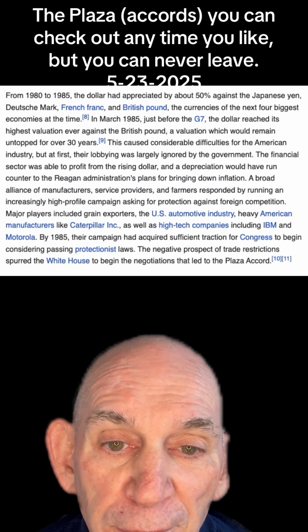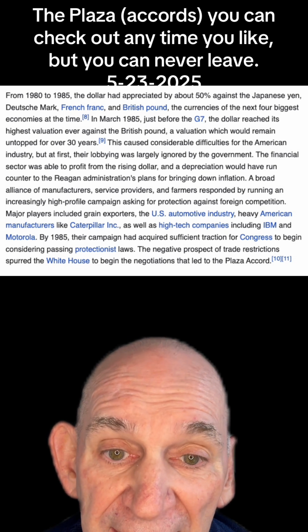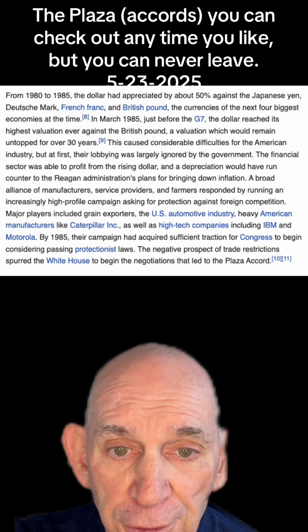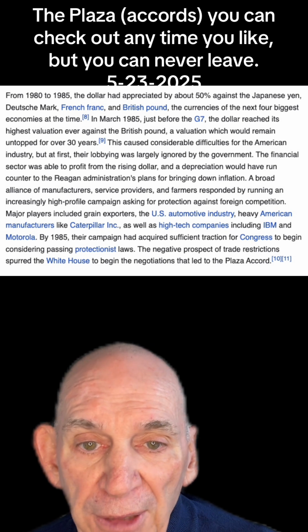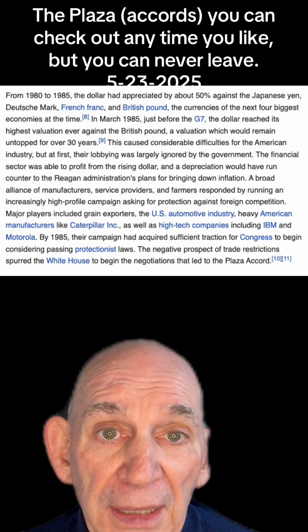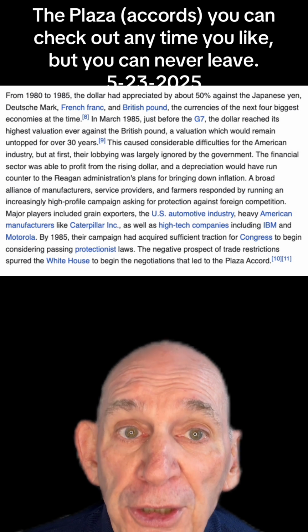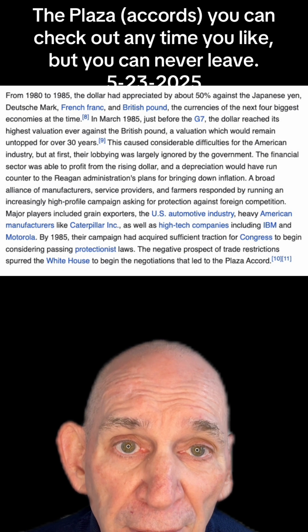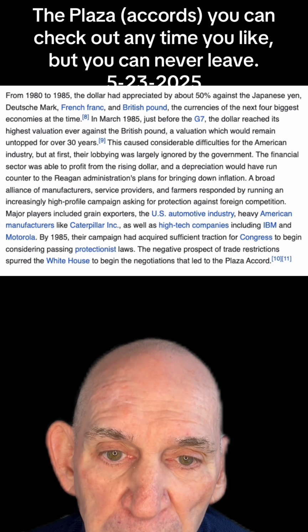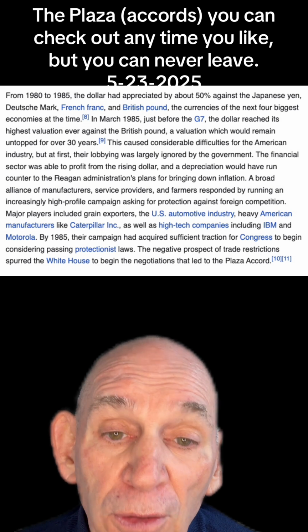So you can see here in the first line, between 1980 and 1985, we had the high interest rates, then they started on the way down, but it took like a year and a half. And then we had Reagan come in and expand the economy. So the dollar appreciated against the yen, the mark, the franc, and the British pound, and numerous other currencies by at least 50%. This caused all kinds of issues.